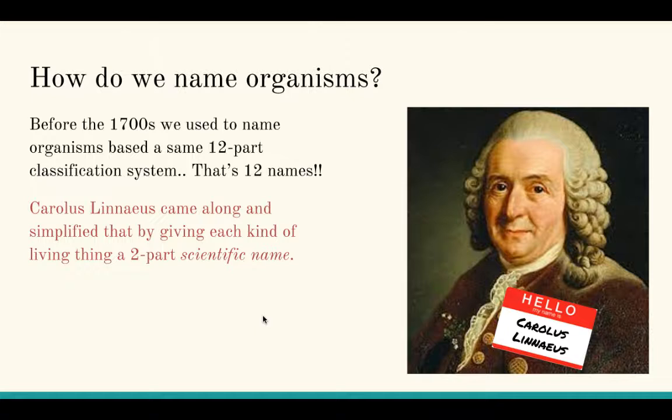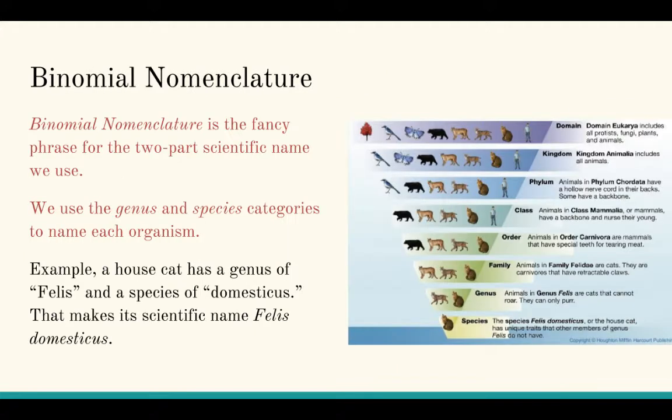Then we had this guy named Carolus Linnaeus who came along, and he simplified that by giving each kind of living thing a 2-part scientific name. That scientific name we call binomial nomenclature, which is the fancy phrase for the 2-part scientific name we use. We use the last 2 levels of classification, genus and species, to get that 2-part scientific name. So like the house cat here in this example, the genus is Felis and the species is domesticus, so its scientific name is Felis domesticus.